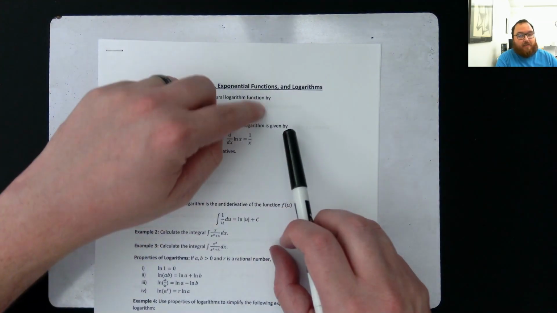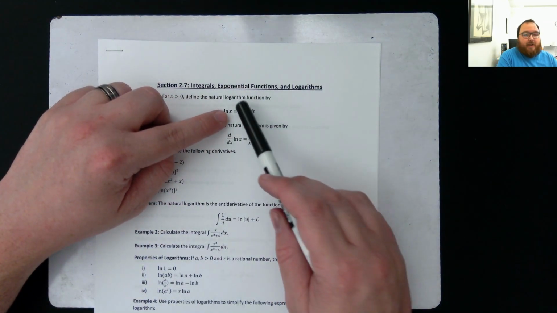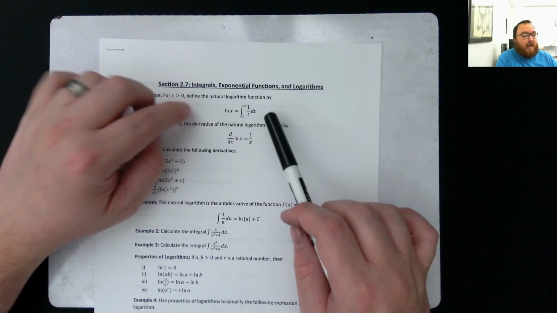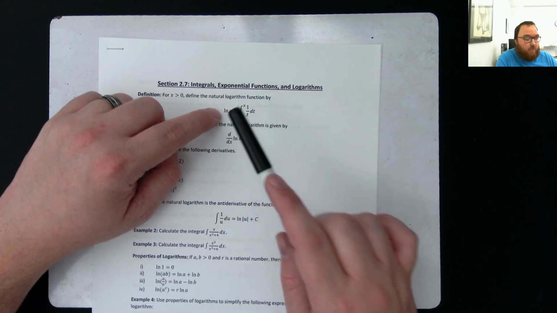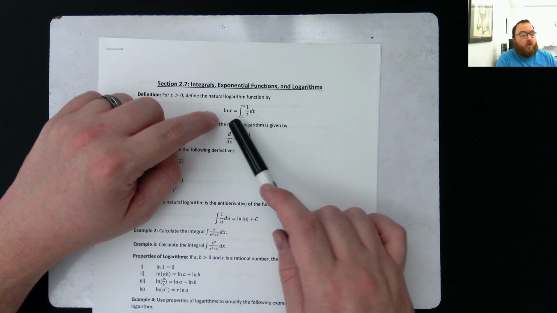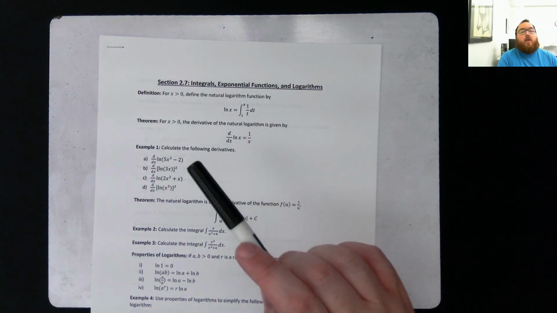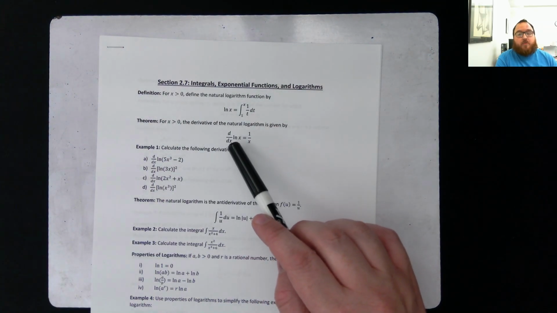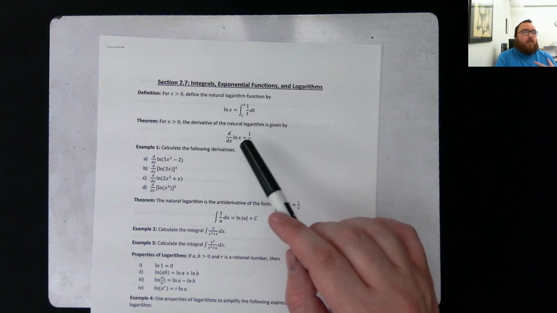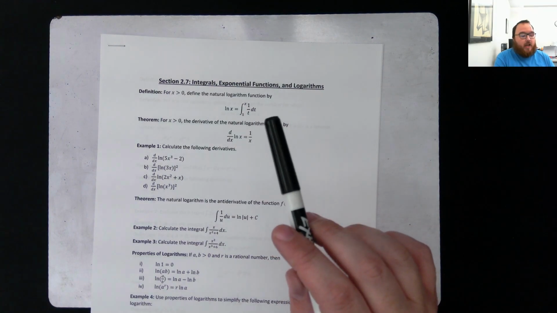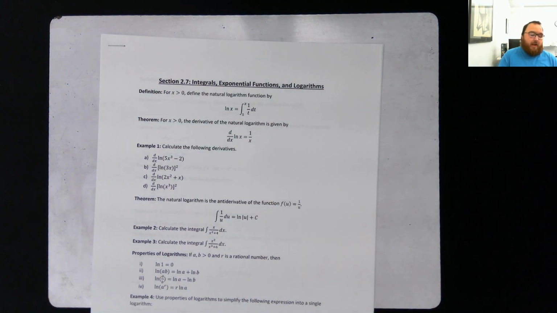Remember what that said was that if I take the derivative of something that's like this, I can just plug in x, right? So then that means that the derivative of the natural log is just equal to 1 over x. Now, if I have the natural log of some stuff, I also need the chain rule. So keep that in mind.